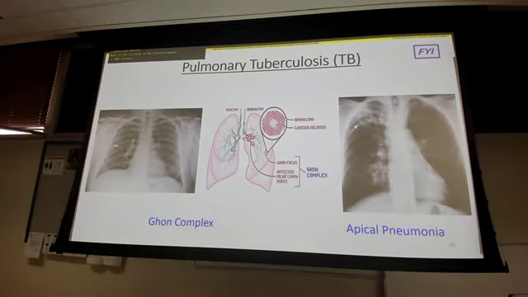We're almost done here. Let me just get through these few slides. So here's that picture of the Ghon complex. You see over here, you got this nodule right here, and then you see over here, you get that lymphadenopathy, and that picture in the middle is what this is supposed to look like. And on the right-hand side, you got that apical pneumonia, so you got this kind of consolidation at the very top of the apex. That's that reactivation.